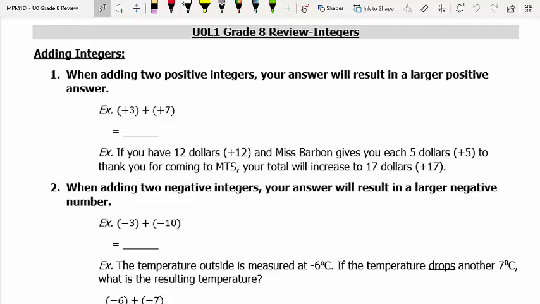Unit 0, Lesson 1, Grade 8 Review, Integers. So today we're going to look at how to add and subtract and then multiply and divide integers.